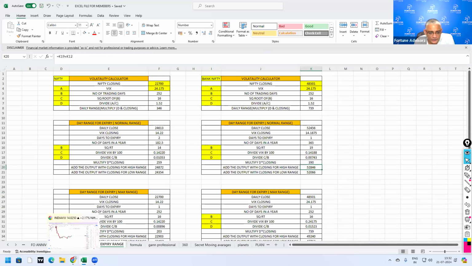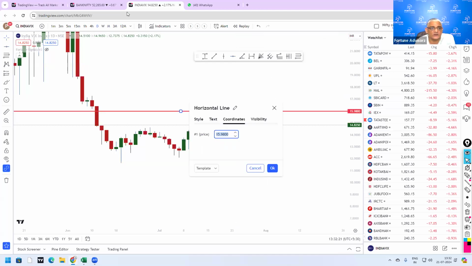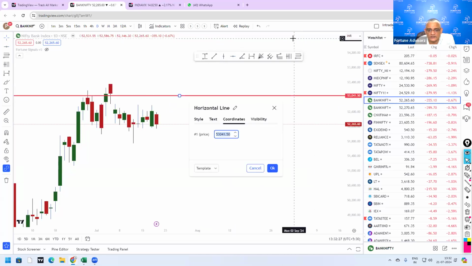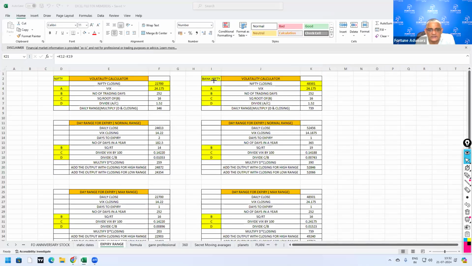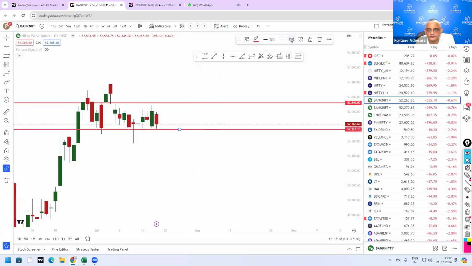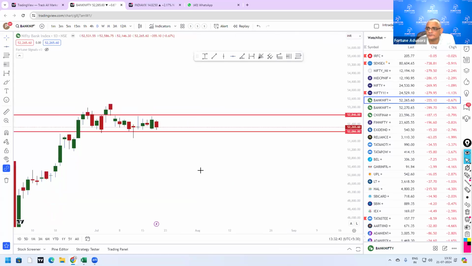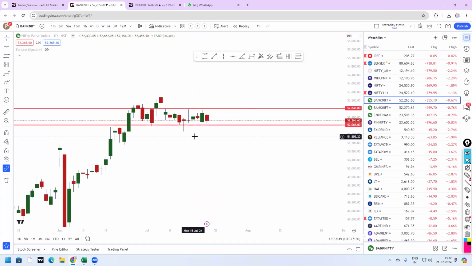So now 52,846. Yes, sorry. 52,846. And the lower range is 52,066. And this has to happen on when? Tuesday. On 16th it has to happen. Yeah. It has not gone above. Inside it is sideways.